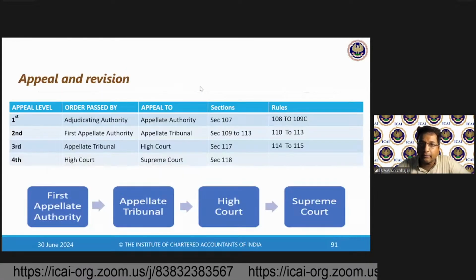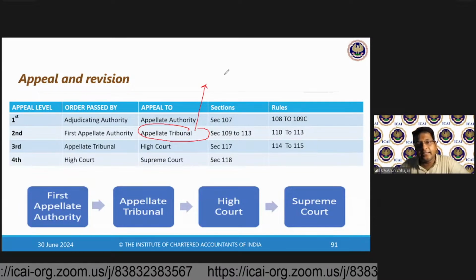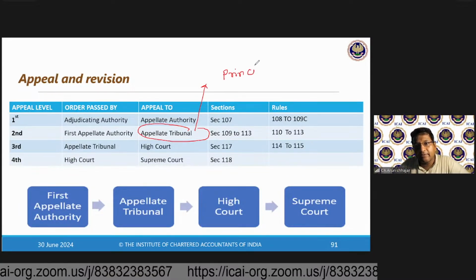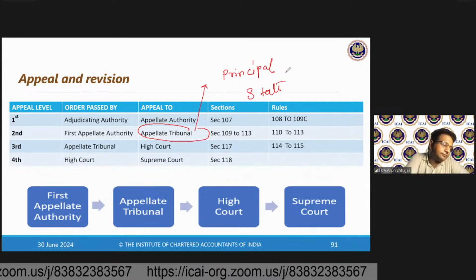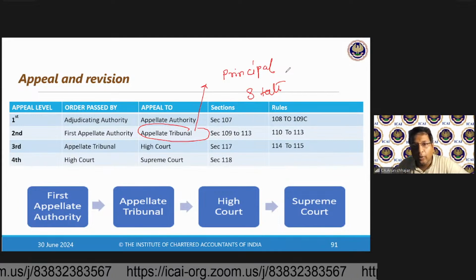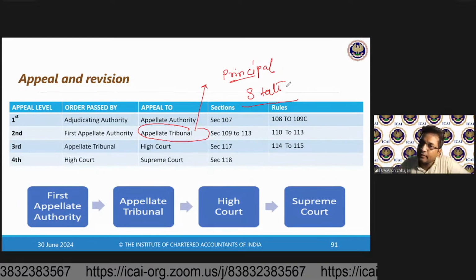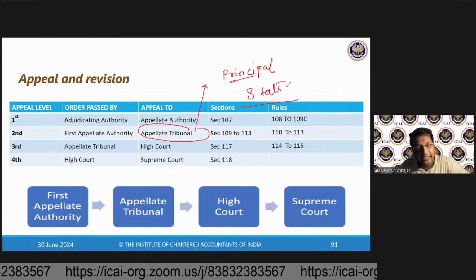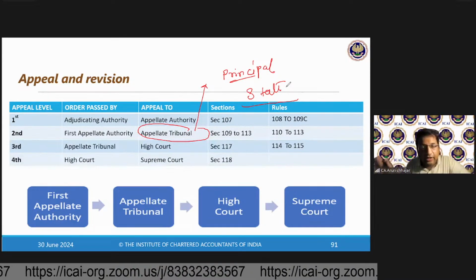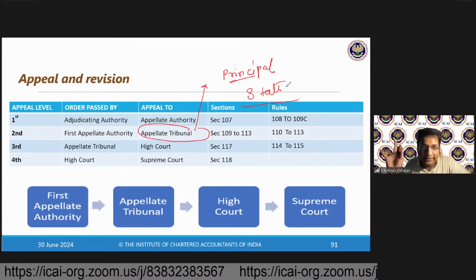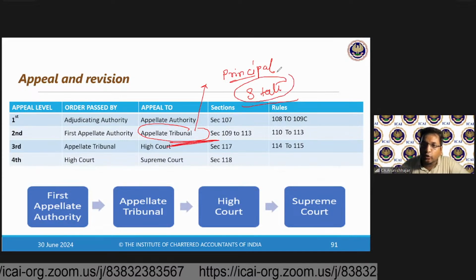Then, let me verbally tell about the appellate tribunal only. In the GST, the tribunal concept is divided into two parts. One is the principal bench, and the second is the state bench. What is the principal bench? The principal bench will be located in Delhi only, and they will look at matters related to place of supply. Other matters will be looked at by the state benches only.